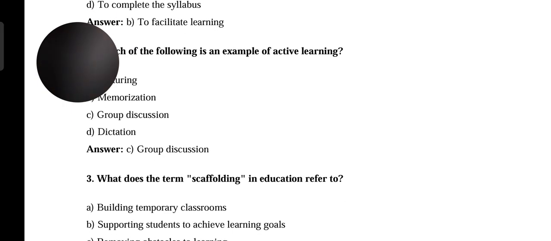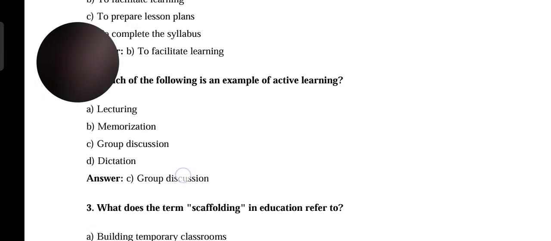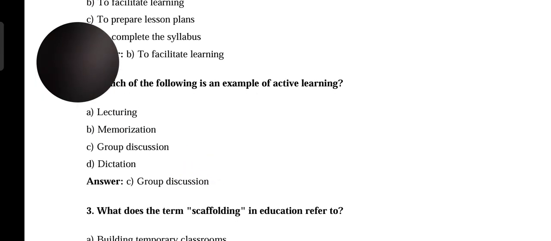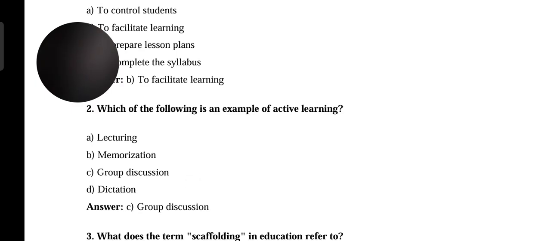Second question. Which of the following is an example of active learning? Option A, lecturing. Option B, memorization. Option C, group discussion. And option D, dictation. So here we found that four options are there, but our question is which of the following is an example of active learning. We need to find out the example of active learning. The example of active learning is group discussion.